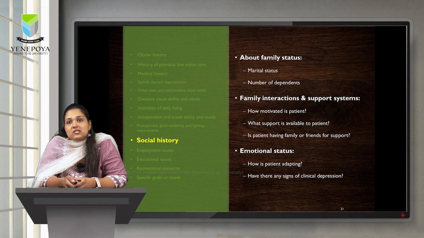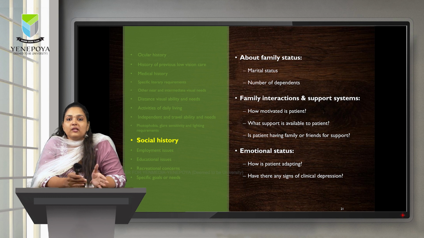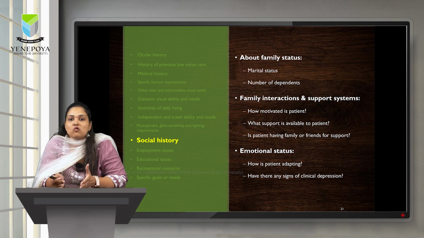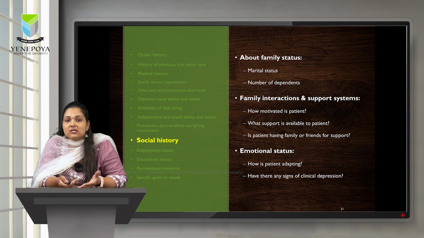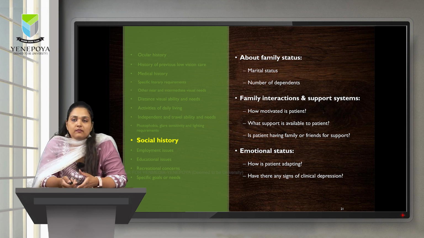Then family interactions, how motivated is the patient. Some patients, once they get this kind of low vision condition, will just sit in one room, they will not come out or mingle socially with others. They will think, I'll be forever sitting in this room itself. That is the kind of mentality some patients have, or the patient is motivated to get some help from others and go ahead in life with the disease condition itself.